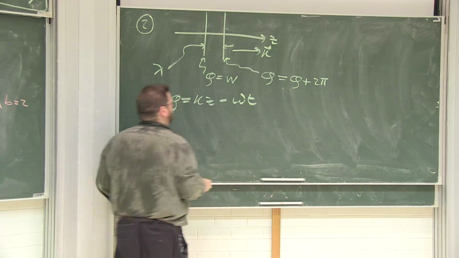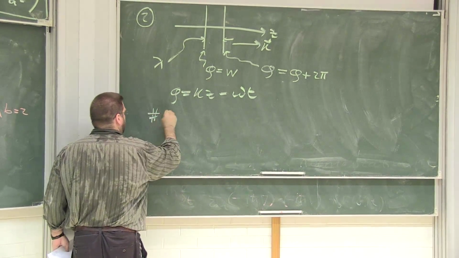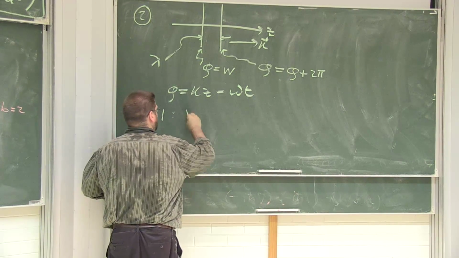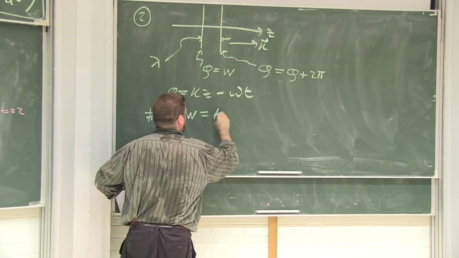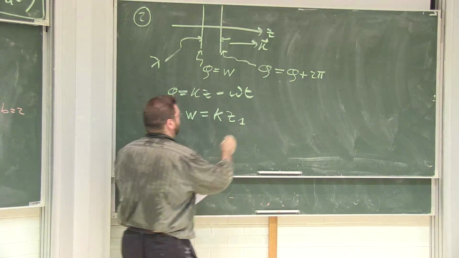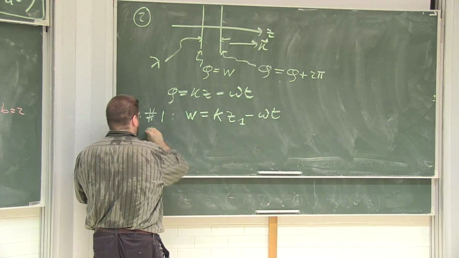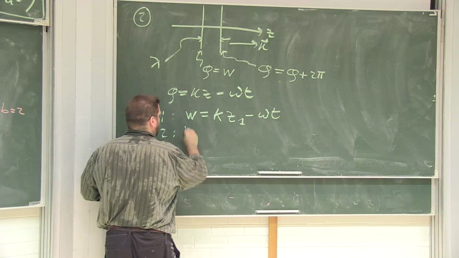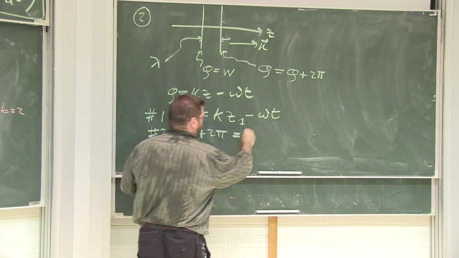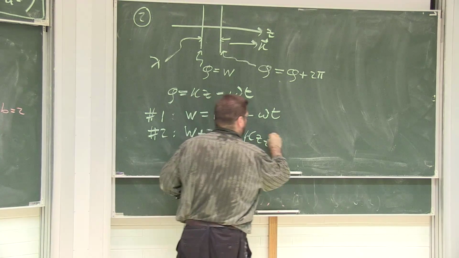And this is an omega. For our first wavefront, phi equals w, and that will correspond to a particular z that I'll call z1. Second wavefront, w plus 2 pi, a different z, which I'll call z2, minus omega t.